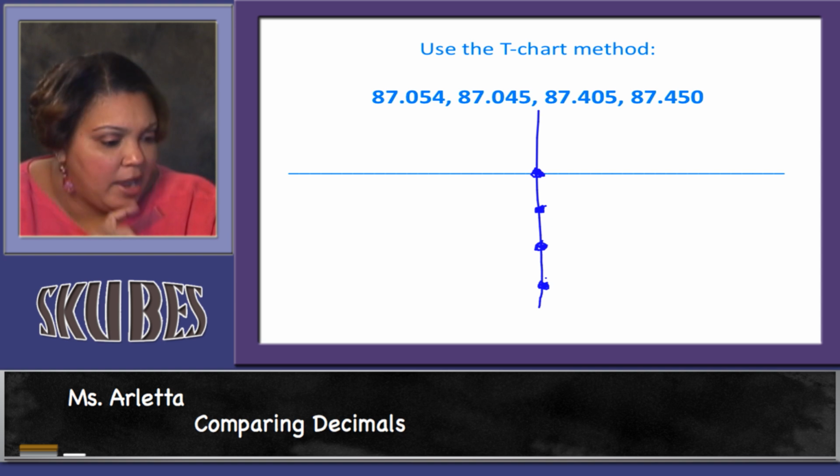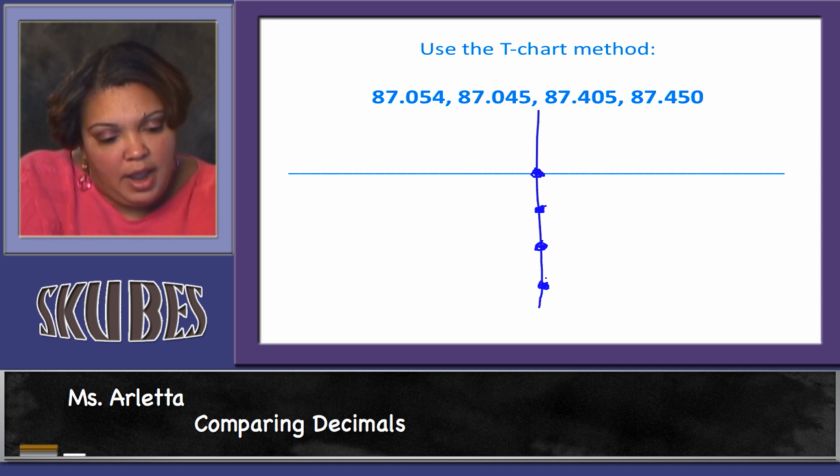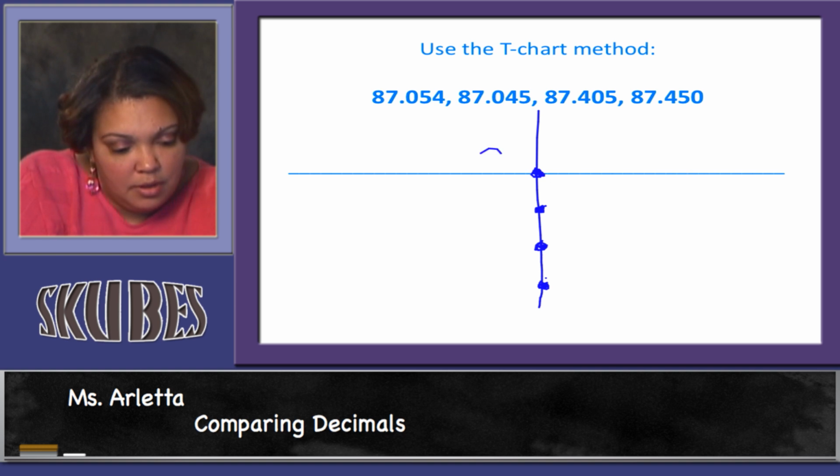So when I look up here at the numbers, I'm going to rewrite all of my 87s on the left side of the decimal point. 87 here, 87 there, 87 there, and 87 here.